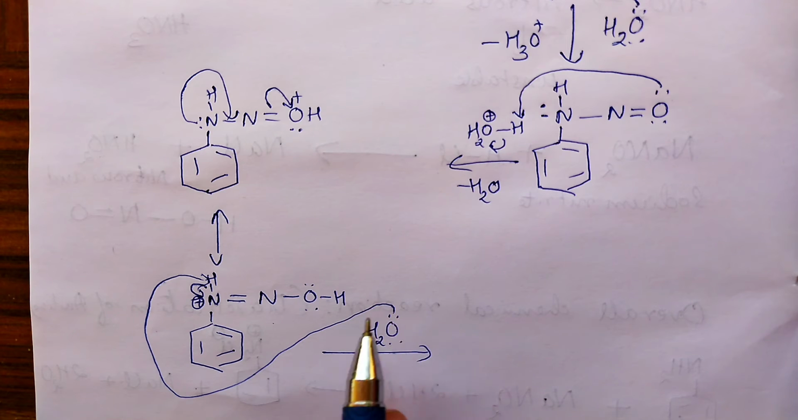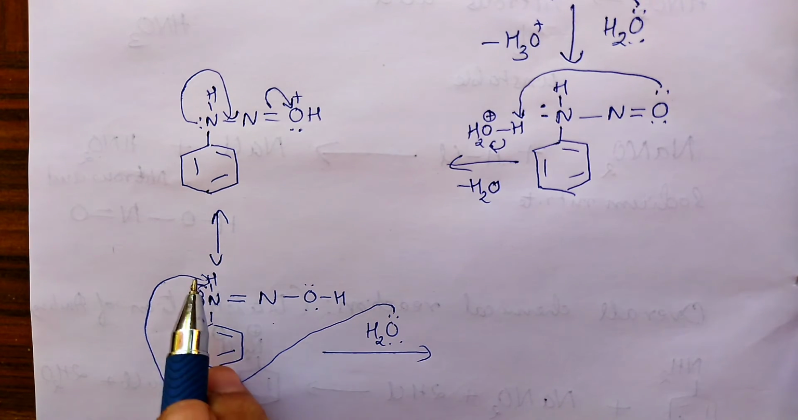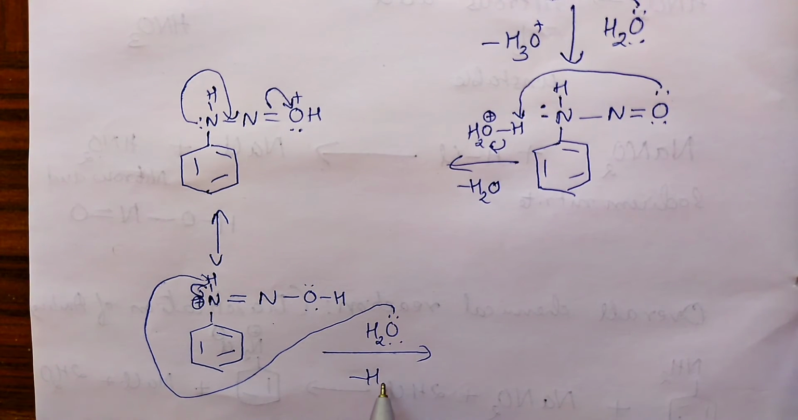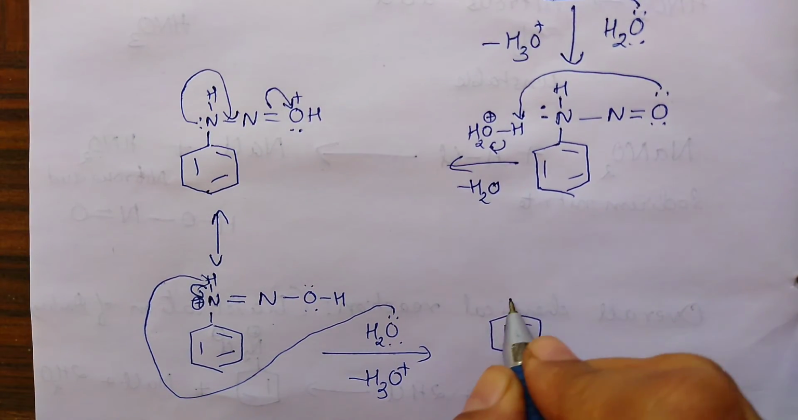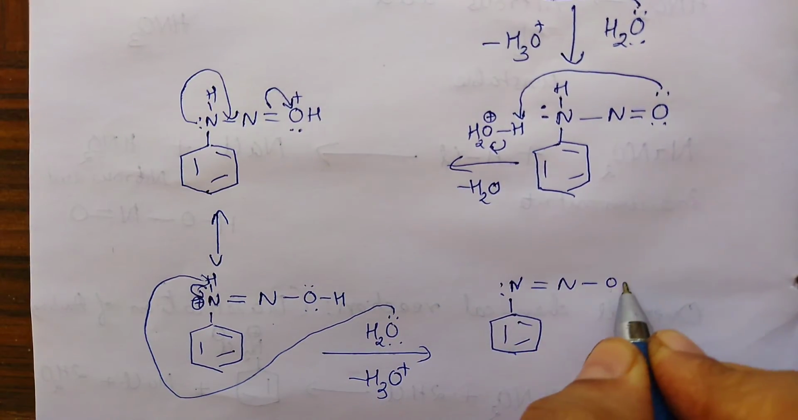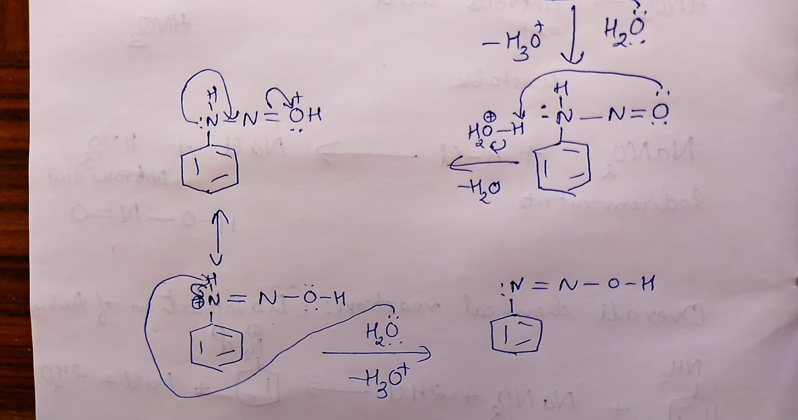And what happens to water? When it combines with H plus ion, a hydronium ion is produced and it is lost from the system. And the product here is, this is the product. Again, the reaction is not over yet.